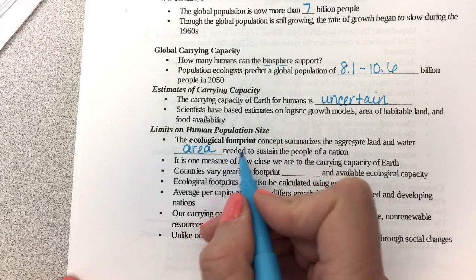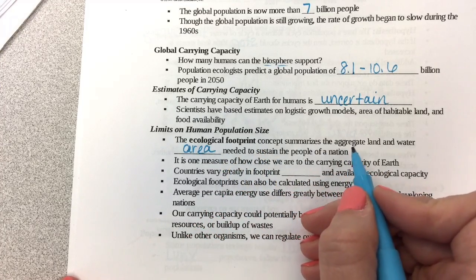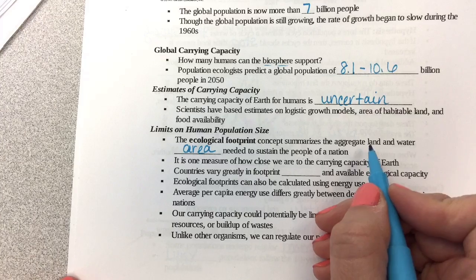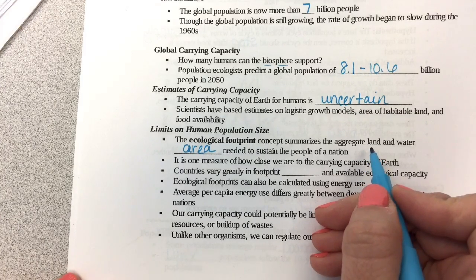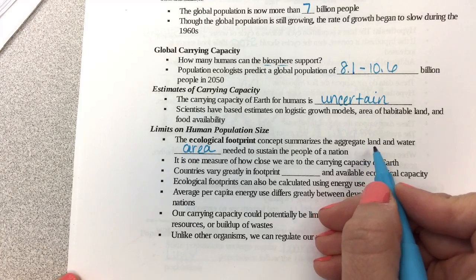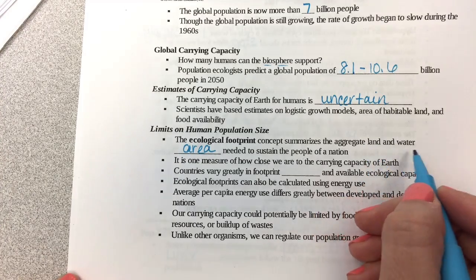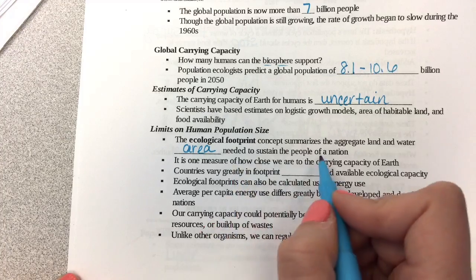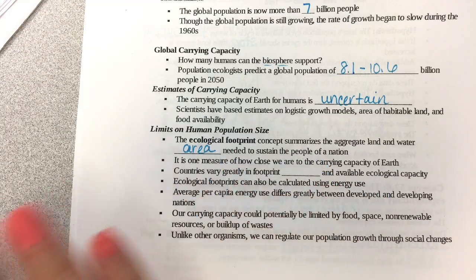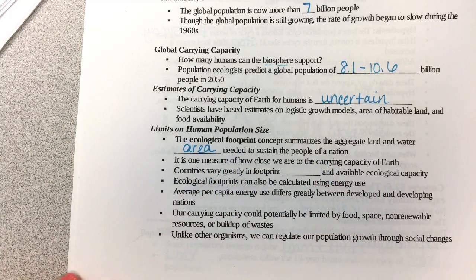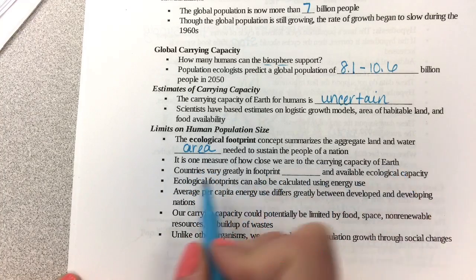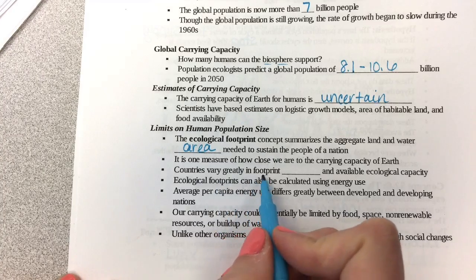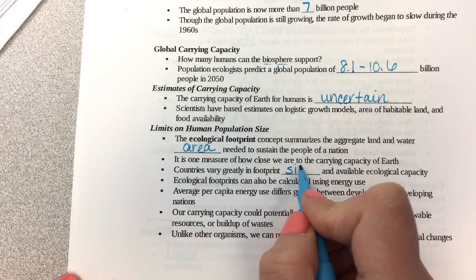So, for instance, an average person in the United States, how much land do we need? And land meaning not only the place that you live, but how much land do you need to grow the food that you eat, and the water that you use, and so on. And so that's what's called your ecological footprint. It's one measure of how close we are to the carrying capacity of Earth. Countries vary greatly in ecological footprint size.